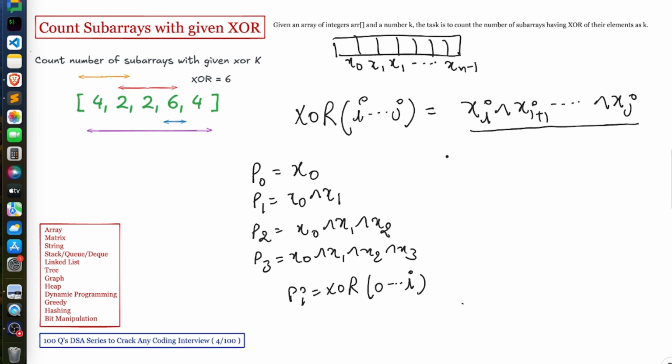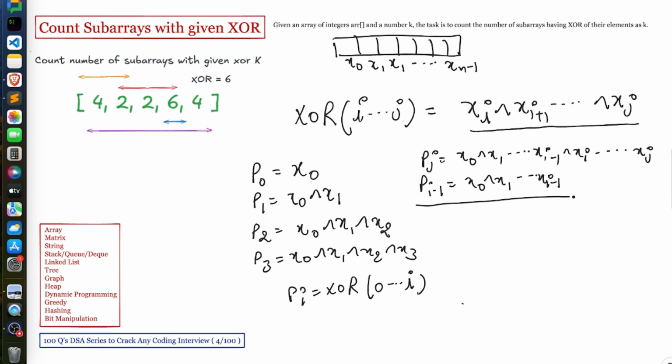Let's see how. What is your pj? Your pj would be the prefix XOR of all the numbers from index 0 to j, which is nothing but x0 XOR x1 and so on up to xi minus 1, then XOR xi, and similarly up to xj, right? Now what would be your pi minus 1? It is the XOR value of all the numbers from index 0 to i minus 1, right? So if you take the XOR of these, you would see something magic here.